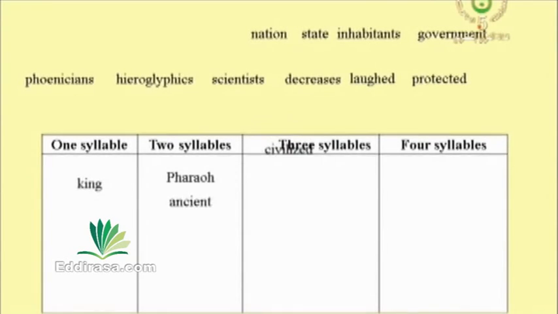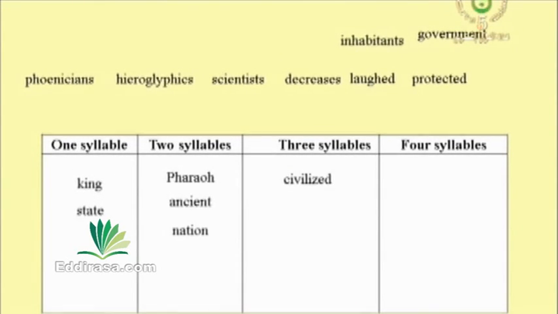State, only 1 syllable. Pay attention because the E at the end is not pronounced, so we just say state, 1 syllable. Inhabitants, how many syllables? Inhabitants. 4 syllables. Good. The next one. Government. 3 syllables. Right. Phoenicians. 3 syllables. Hieroglyphics. This one is rather long.